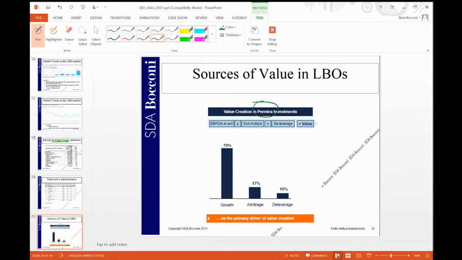In one of the presentations, Permira said, if I look at 100% of my capital gain and I disentangle it, I will tell you that my capital gain is generated using three strategies. 73% of my capital gains have been generated by a growth strategy. Only 10% is represented by deleverage, and an intermediate value of 17% is represented by arbitrage. We must understand exactly now these three strategies: the first one, leverage, the second one, arbitrage, and the third one, growth.